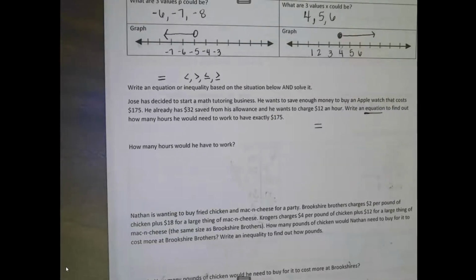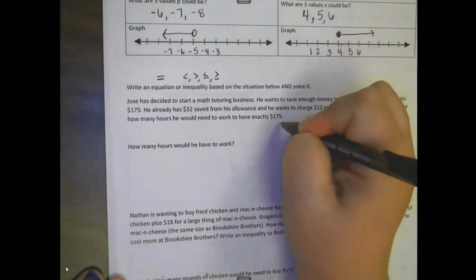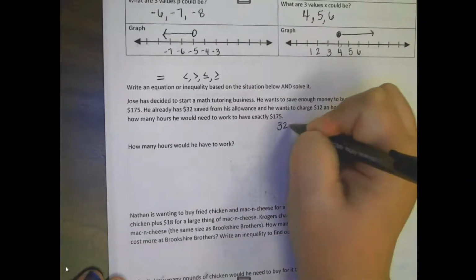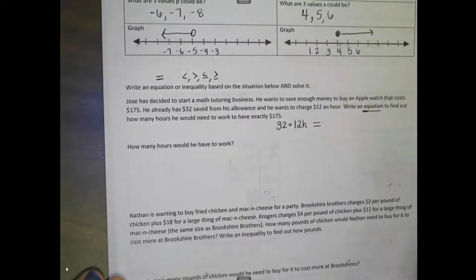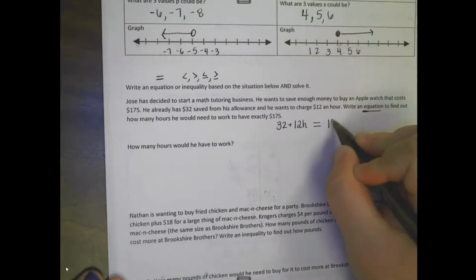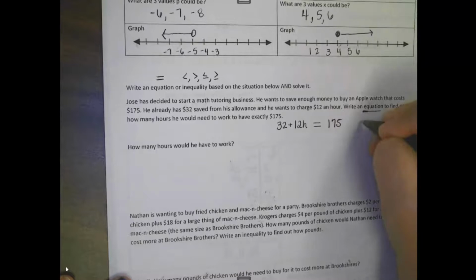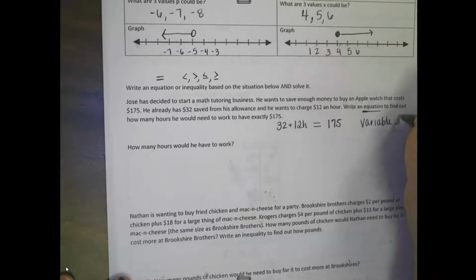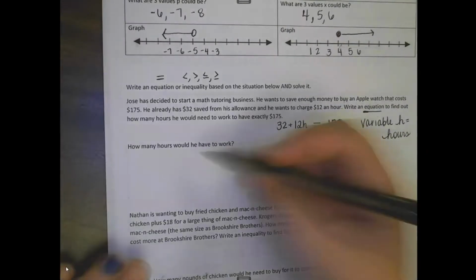All right. So let's look. He has $32 he's already saved. Plus he's going to add to that $12 an hour. His goal is $175. So there's my equation. So let's talk about my variable here: it is H. And that H stands for hours. Okay, this is what was on last week's homework. So now we want to work it out, figure out how many hours he has to work.